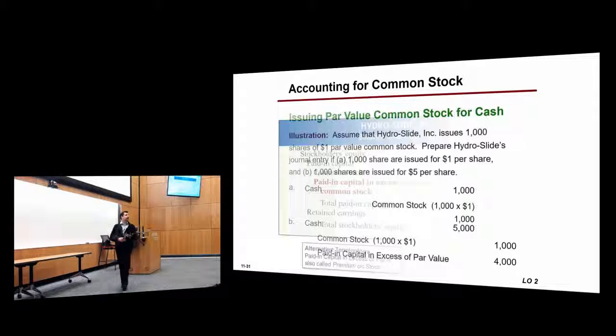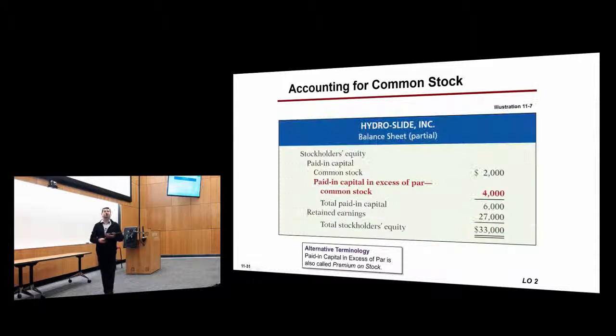And then in this case, the company will list paid-in capital as another paid-in capital account. So paid-in capital in excess of par value for common stock will be another account under paid-in capital and will be added to stockholders' equity. Any questions?